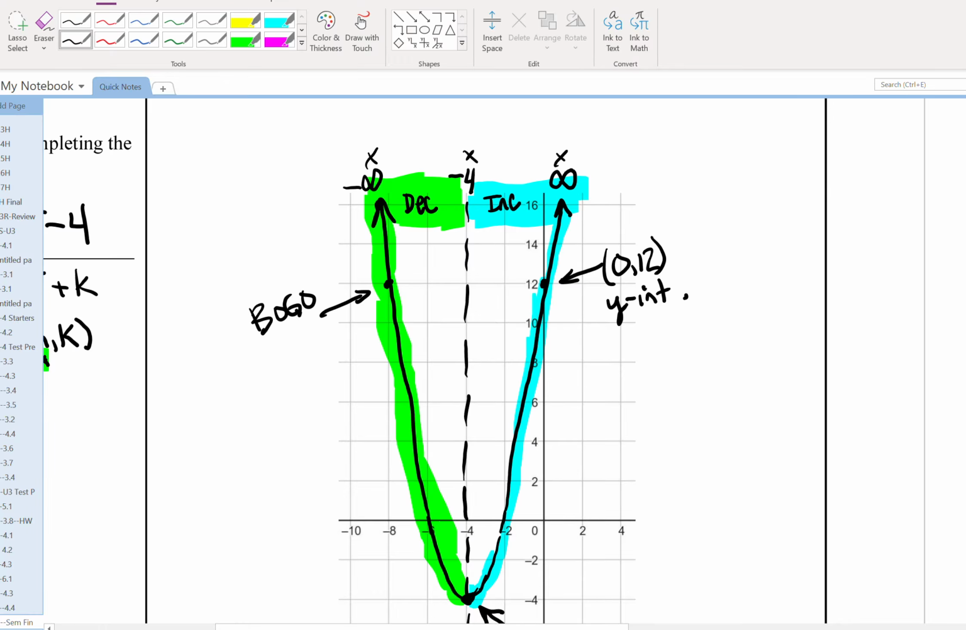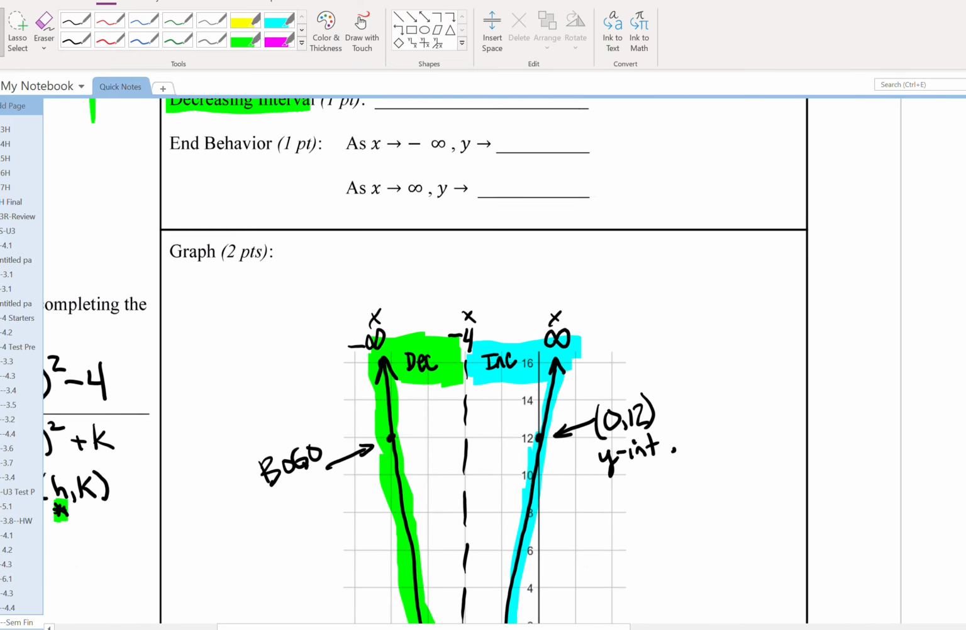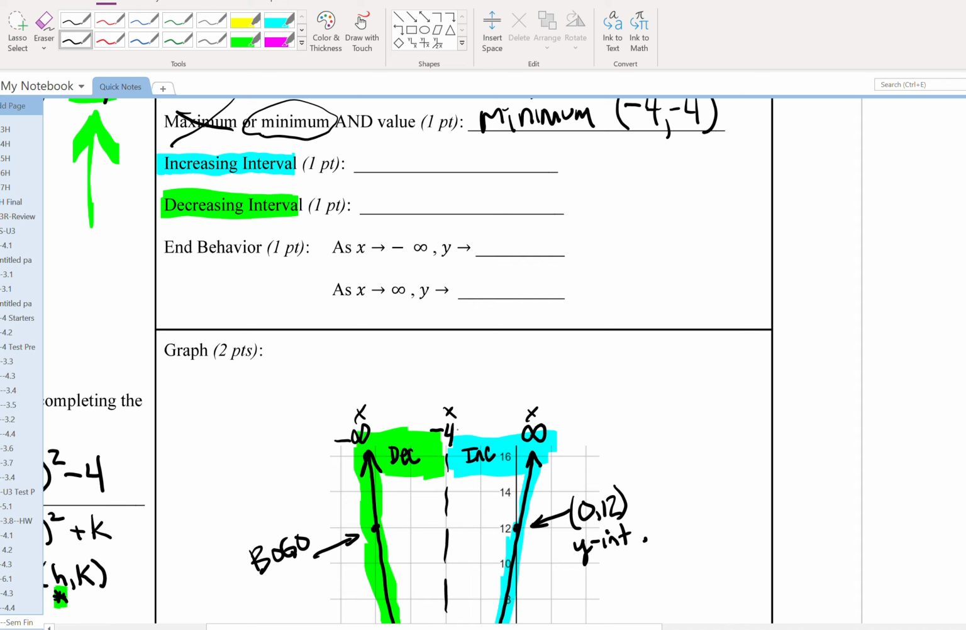Again, these are all x values. So if you've labeled this in this way, it makes it easier to just read that right off the graph. And so it's increasing from negative 4 to positive infinity. And then it's decreasing, and you just read it from left to right, from negative infinity to negative 4.